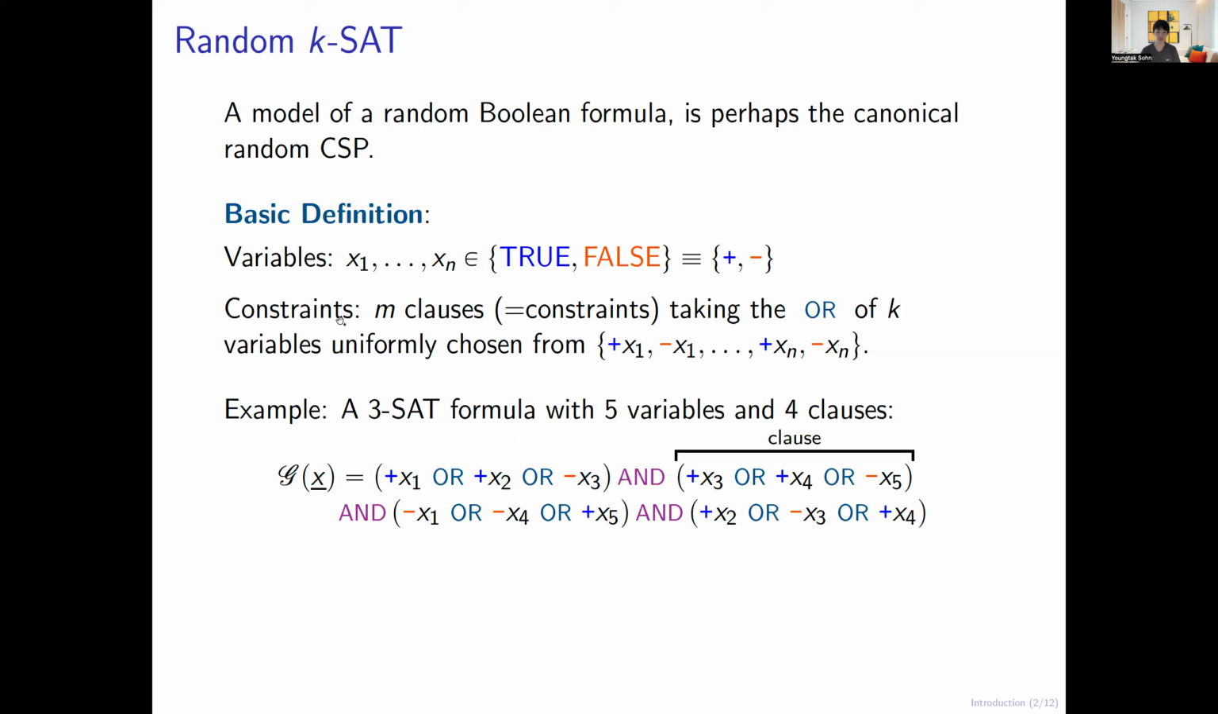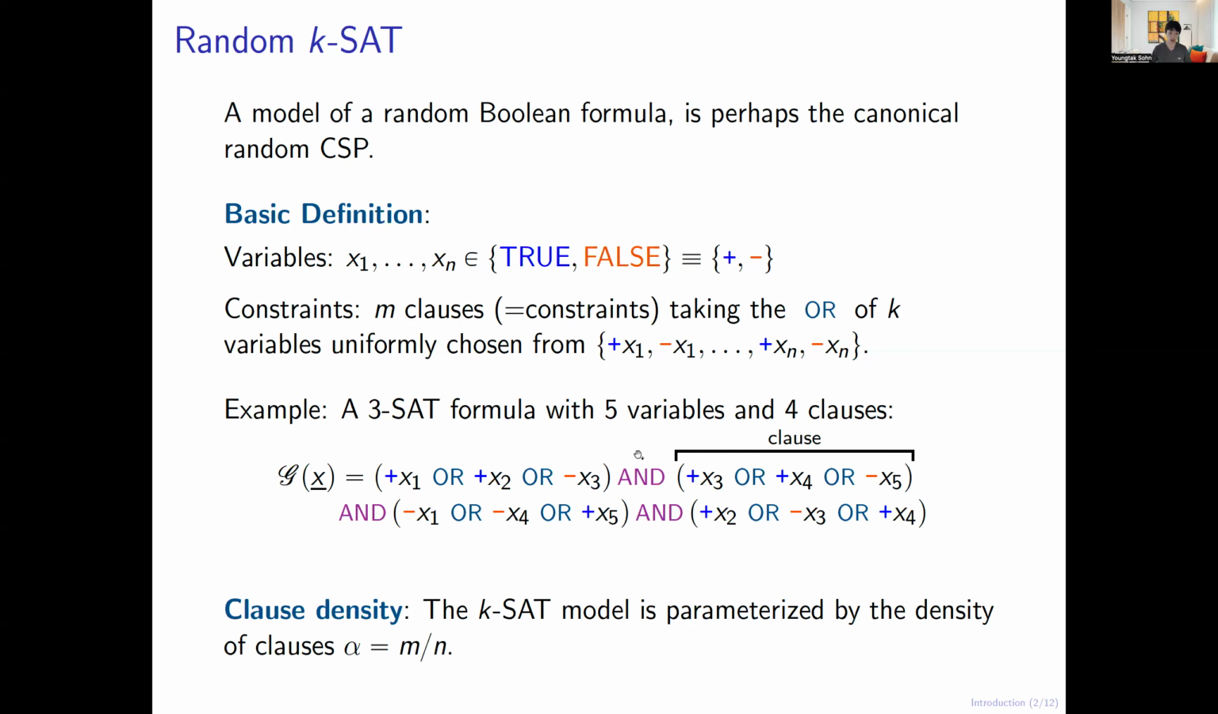For example, a 3-SAT formula with 5 variables and 4 clauses looks like the following. We want to assign plus or minus to x1 to x5 so that it satisfies every clause, and these clauses are represented by these parentheses. The k-SAT model is parameterized by the density of the clauses, which I'll denote by alpha, which is m over n, the number of constraints per number of variables.